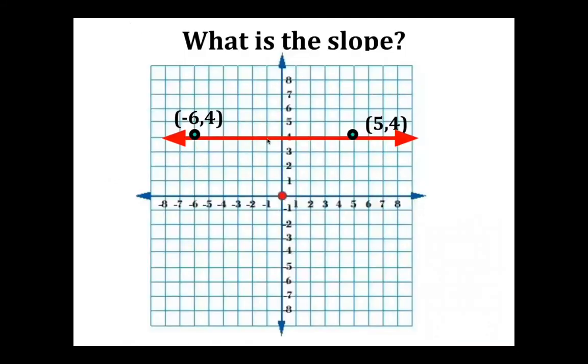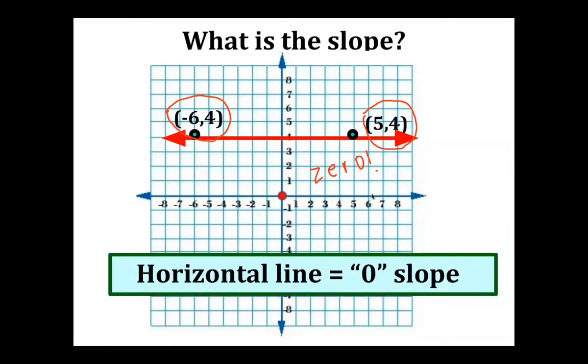So what is the slope of this line? We have 2 points, (-6, 4) and (5, 4). Now this is actually a trick question, because if you recall from the very first slide of this lesson, we know that our horizontal lines have a slope of 0. So the slope of this line would just be 0. Nothing to calculate here.